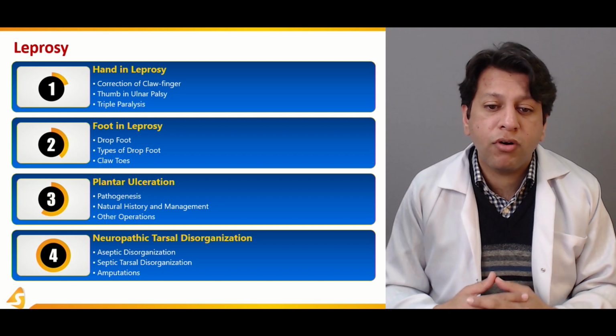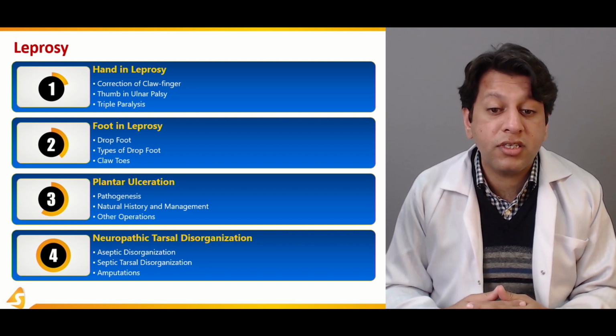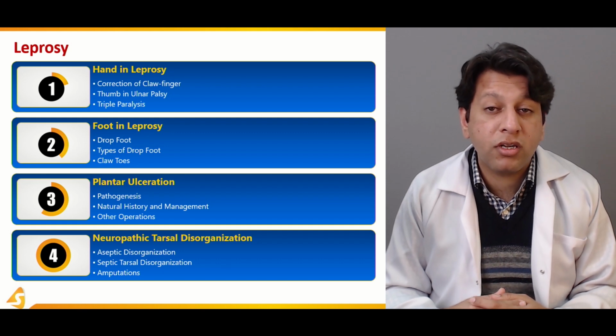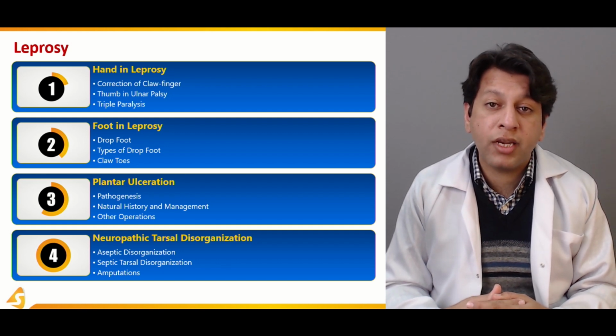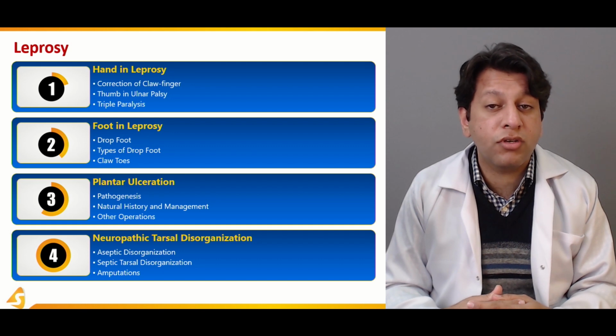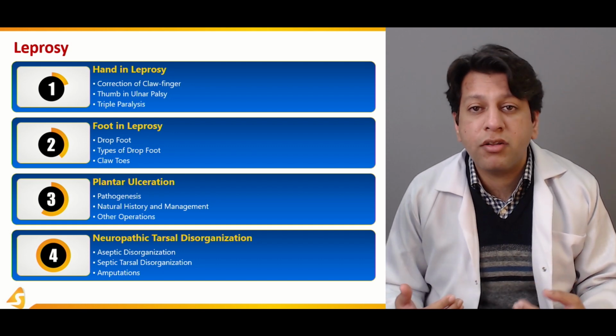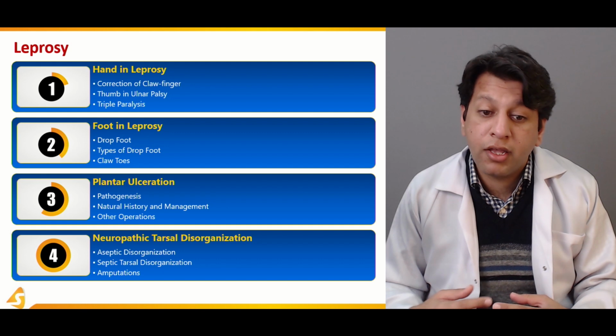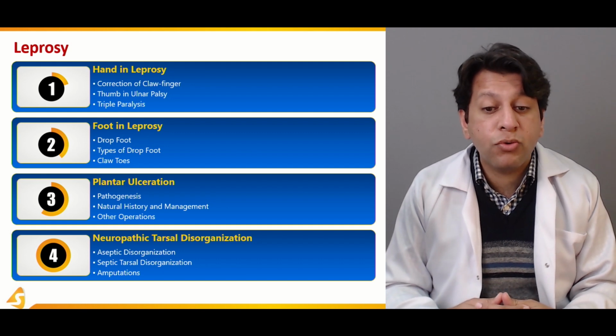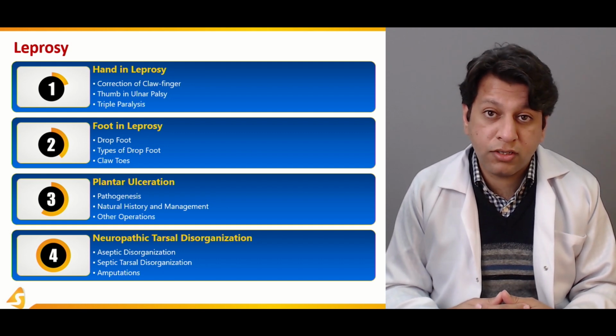And then we'll also be discussing the natural history and management of the ulcers and their pathogenesis, and what the surgical options are to correct this plantar ulceration, which is actually formed on the plantar surface of this neuropathic foot. Lastly, we'll be going through the neuropathic tarsal disorganization.